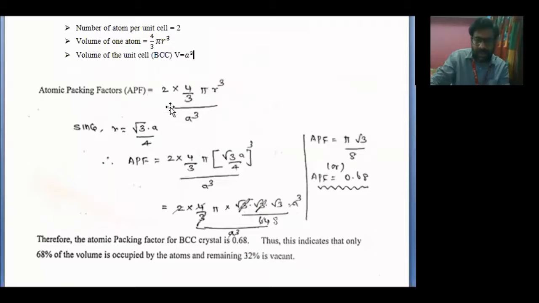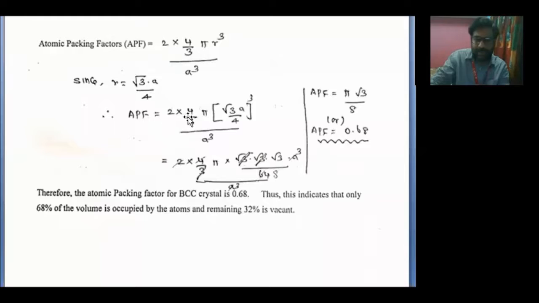Therefore the atomic packing factor can be written as 2 into 4 by 3 pi r cube by a cube. Since r is equal to root 3 a by 4, APF is equal to 2 into 4 by 3 pi into root 3 a by 4 the whole cube by a cube. On further simplifying this, finally we get APF is equal to pi root 3 by 8, or APF is equal to 0.68. So it shows that only 68% is occupied by atoms in the unit cell and the remaining 32% is vacant. So that's all.